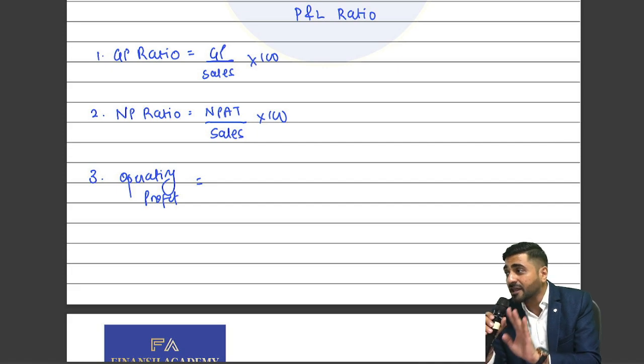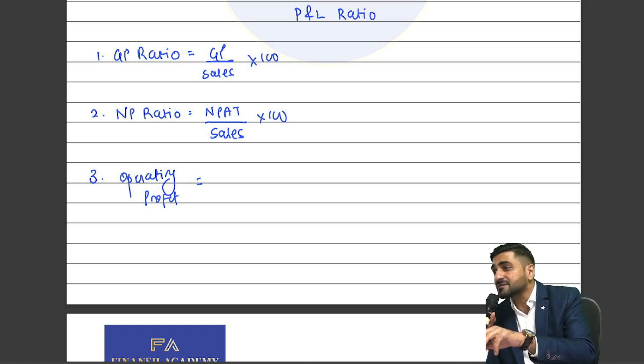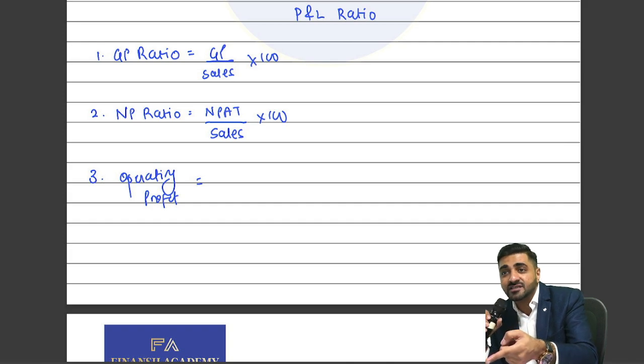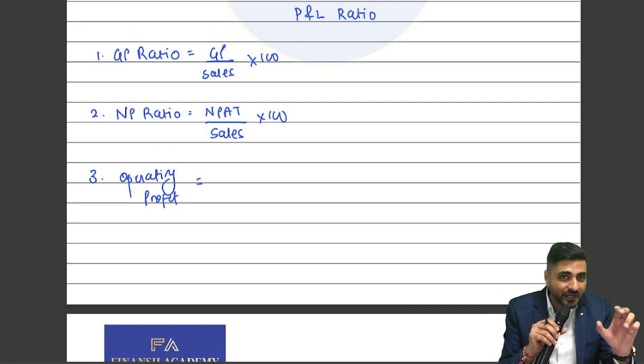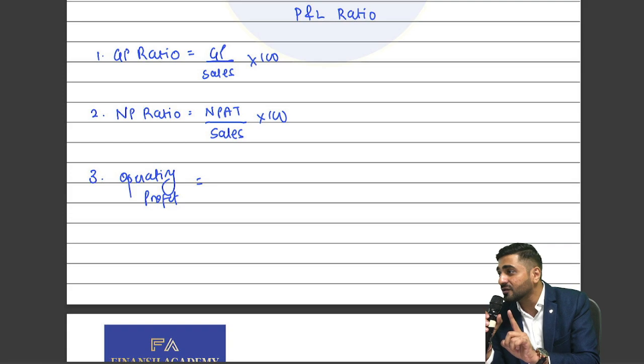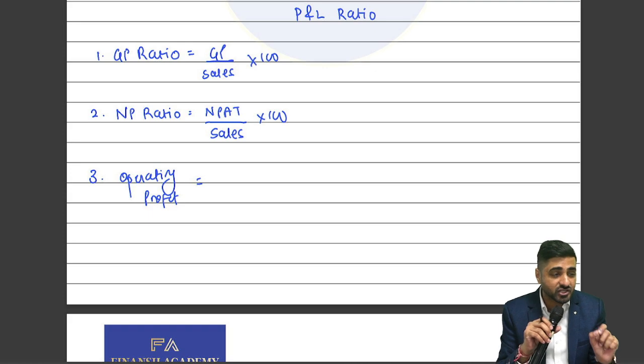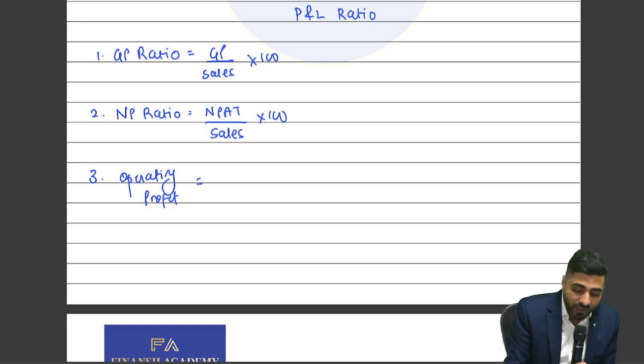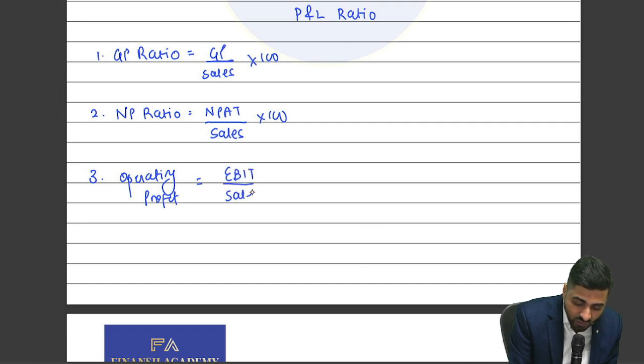Operating expenditure examples are rent, staff salary, electricity, warehouse expenses, administrative, selling and distribution, salesman's commissions. All those things will be part of your operating expense, right? But interest or preference dividend, all those will be treated as your financial expenditure. Tell me, what is the formula for operating profit ratio? EBIT upon sales into 100.